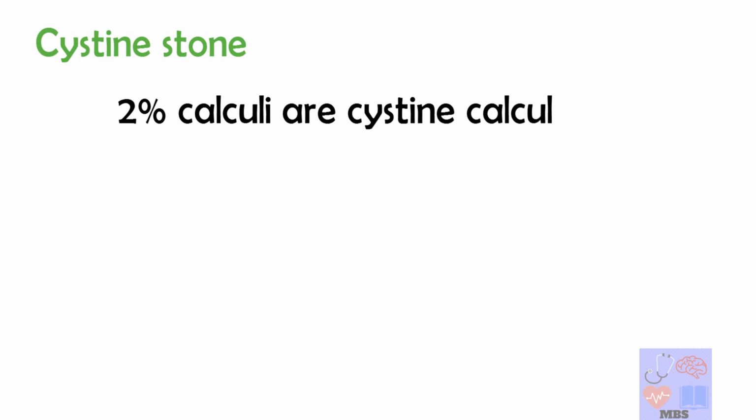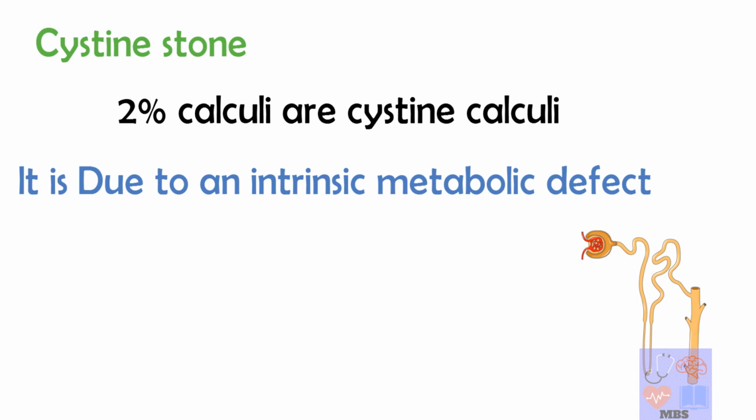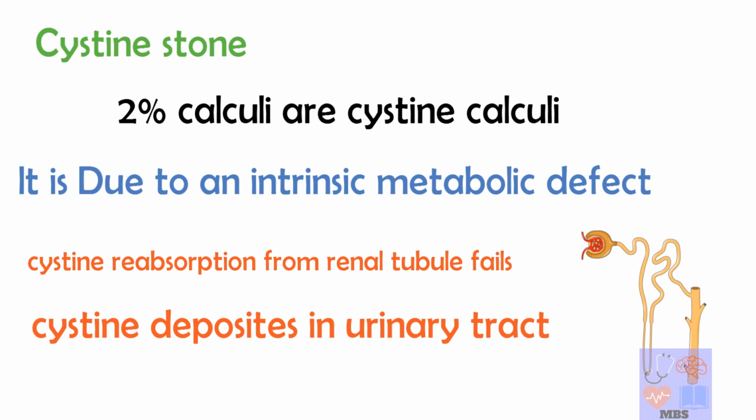Now the last is cystine stone. Only 2% of calculi are cystine calculi, and this is usually due to a hereditary cause. It is due to an intrinsic metabolic defect, a defect in which cystine reabsorption from the renal tubule fails, and this cystine deposits in the urinary tract and forms a calculus.